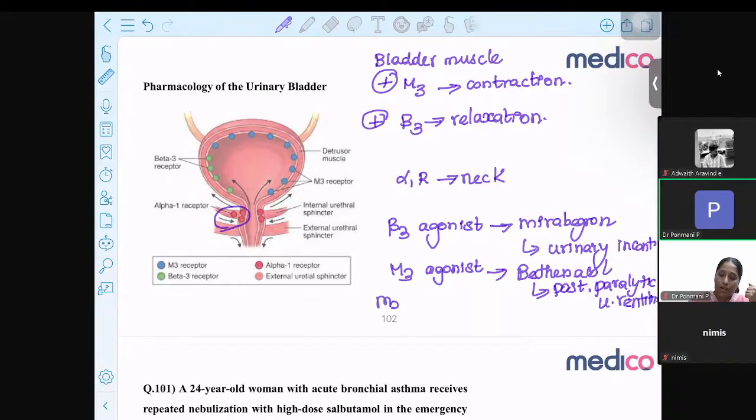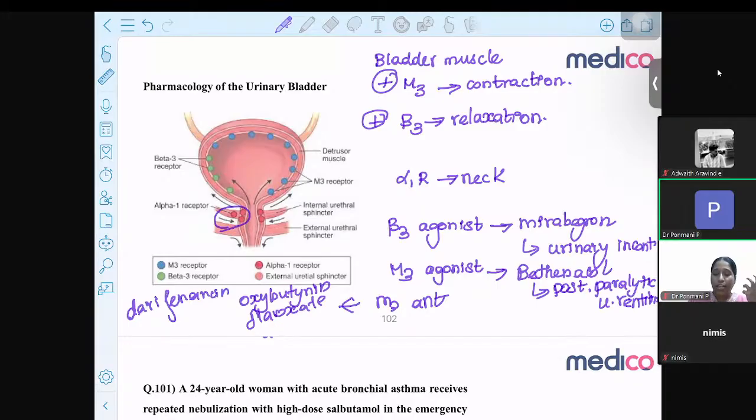You also have M3 antagonists, which are oxybutynin, flavoxate, and darifenacin. What are all these going to do? An M3 agonist is going to cause contraction, so an M3 antagonist will cause relaxation. So it has the same use as a beta-3 agonist. It is used in urinary incontinence.